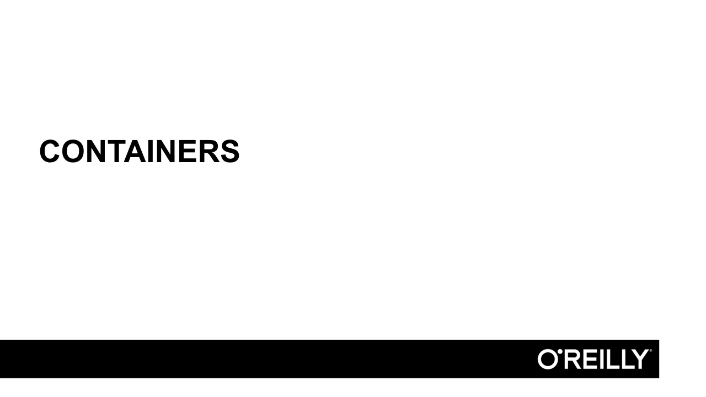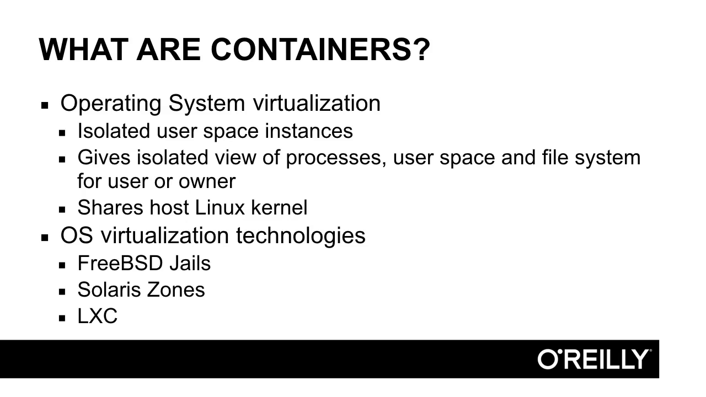Before we talk about Docker specifically, let's first discuss what containers are and how they differ from virtual machines. Linux containers are considered operating system level virtualization. This is a form of virtualization that provides isolated user space instances on a single host machine. OS virtualization gives an isolated view of processes, user space, and the file system from within. Unlike other forms of virtualization, containers share the kernel with the Linux host that they are running on.